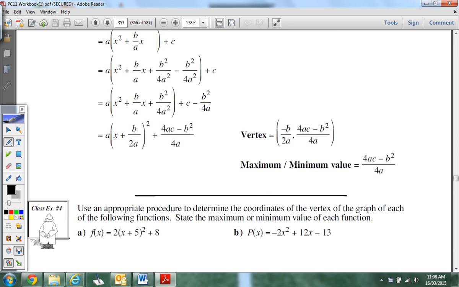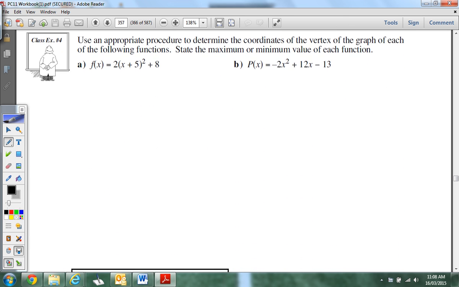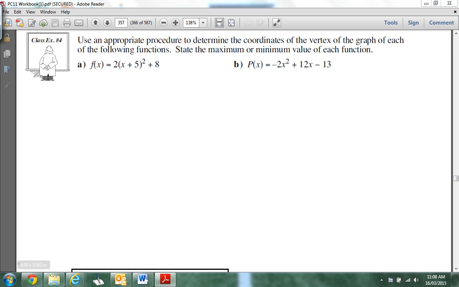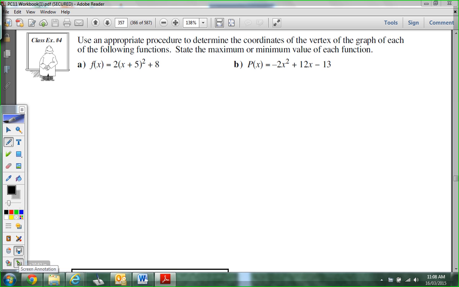All right. Use the appropriate procedure to determine the coordinates of the vertex of the graph of each of the following functions, and state the max or min value of each function. So this is how we want to do it. You guys tell me. So this right here, I have A. Do I have any work to do here? No, I do not. It's in standard form. It's already in standard form, so I already have my vertex. It's negative 5, 8.